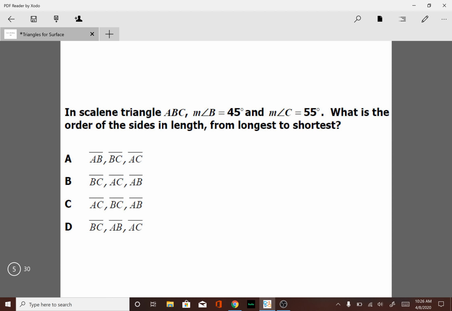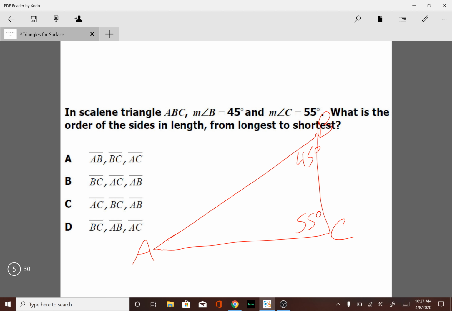Then, scalene triangle ABC. So in a scalene triangle, all three sides are going to be different. We're told that angle B is 45 degrees. Angle C is 55 degrees. What is the order of side lengths, from longest to shortest? Well, first we've got to figure out what angle A is. Remember, there's 180 degrees inside of our triangles. So 180 minus 45 minus 55. Whatever we have left over must be angle A. So we'll subtract away those two. That'll leave us with 80 degrees.